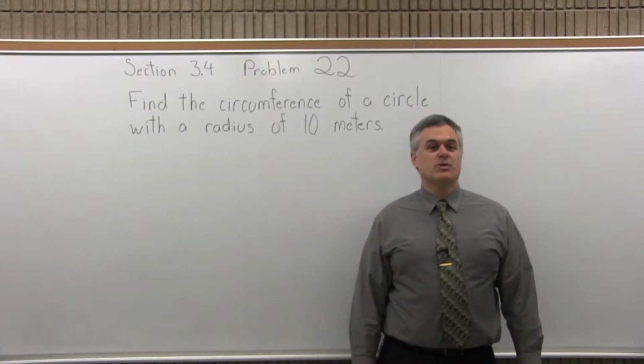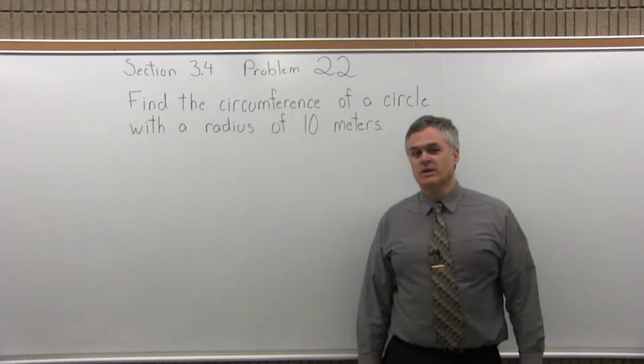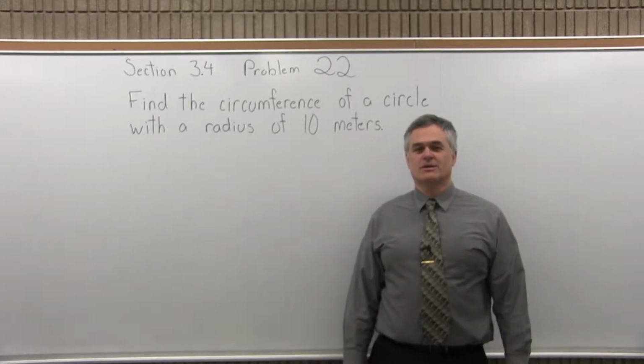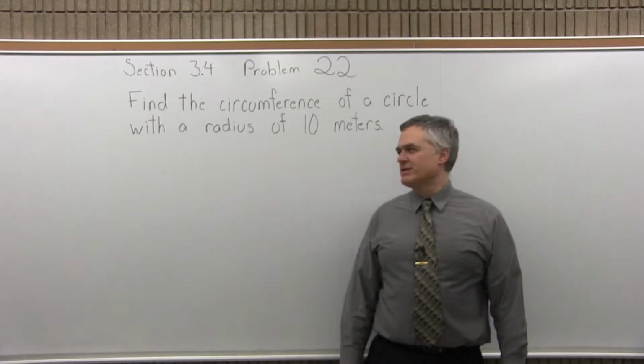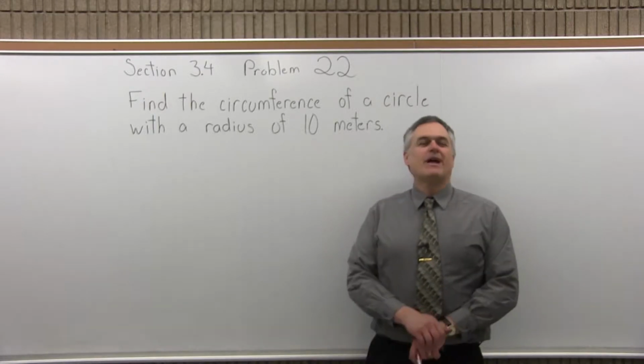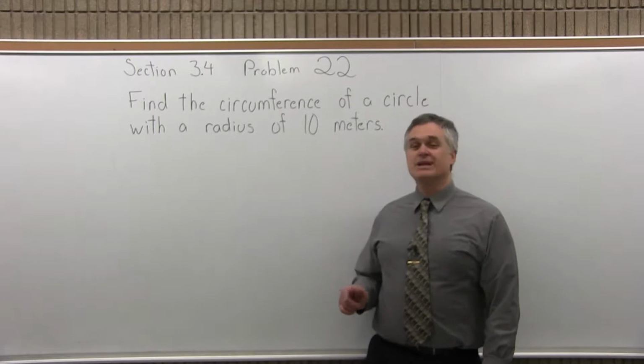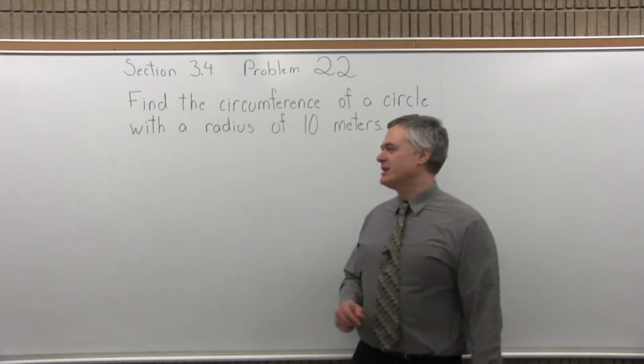This is Section 3.4, Problem 22. It says, find the circumference of a circle with a radius of 10 meters. If you just did the last problem, you might think, didn't I just do this one? The last one said a diameter of 3 meters. This one says a radius of 10 meters. So what's the difference between that?